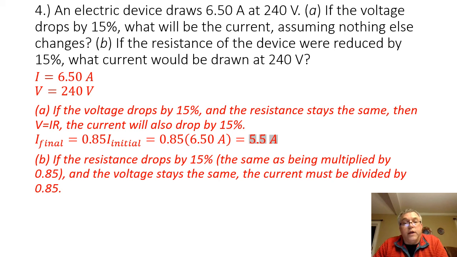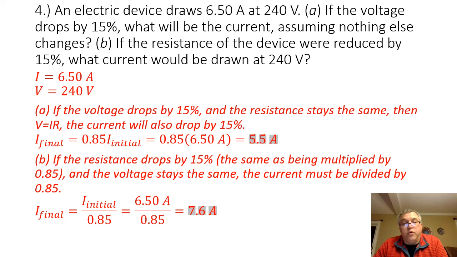So if I'm going to increase my current by 15%, it's going to be the same as dividing by 0.85. So my final current is going to be my initial current, 6.5 amps, divided by 0.85, which will give me a final current of 7.6 amps.